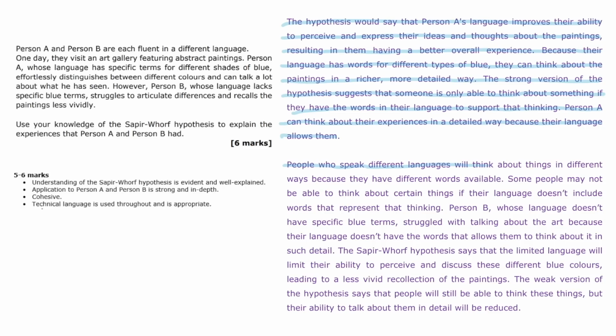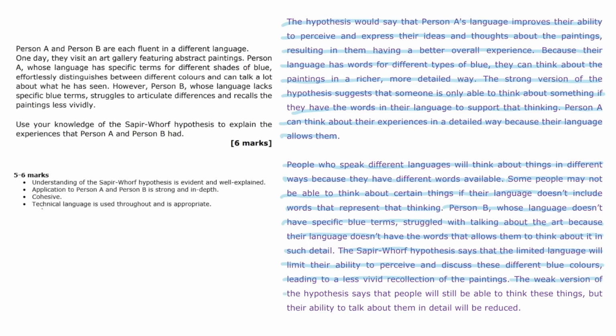People who speak different languages will think about things in different ways because they have different words available. Some people may not be able to think about certain things if their language doesn't include words that represent that thinking. Person B, whose language doesn't have specific blue terms, struggles with talking about the art because their language doesn't have the words that allow them to think about it in such detail. The Sapir-Whorf hypothesis says that the limited language will limit their ability to perceive and discuss these different blue colours, leading to a less vivid recollection of the paintings.